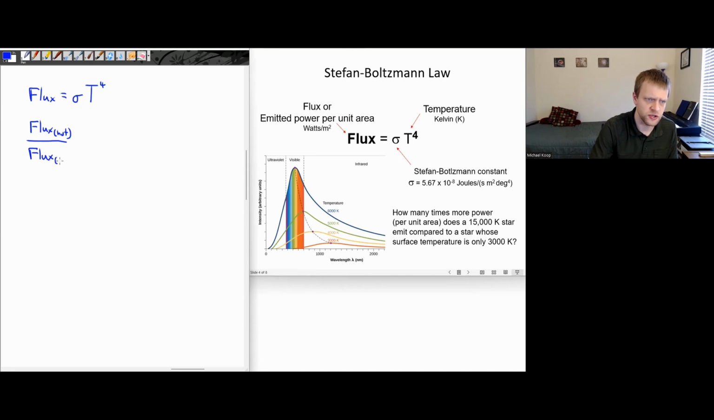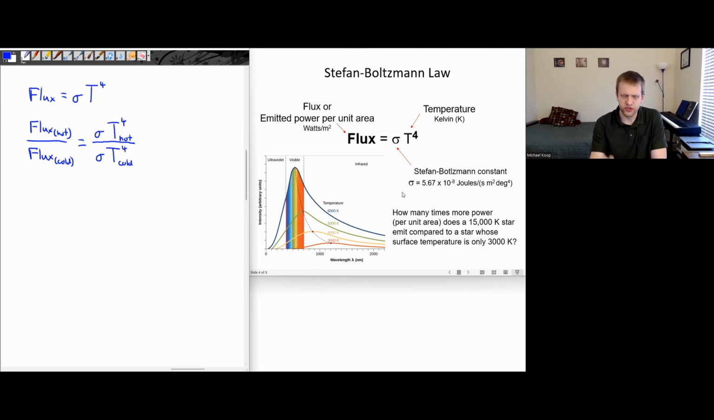If we can get this ratio, then we've got how many times more power output per square meter the hot object is going to have compared to the cold object. So let's just apply this equation in both cases. We've got that weird constant, which is just a number, times temperature to the power of 4, and this is the temperature of the hotter object. In the denominator, we have the flux of the cold object, so that's the Stefan-Boltzmann constant times the temperature of the cold object to the power of 4.